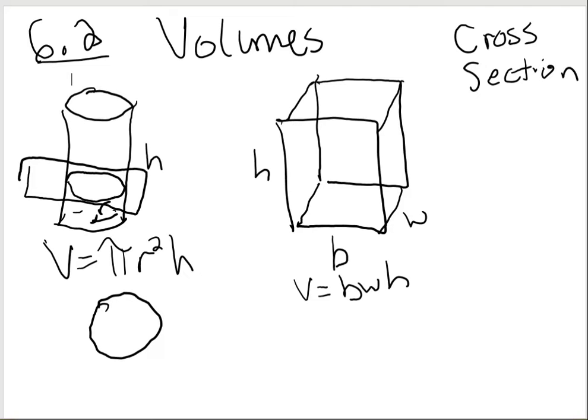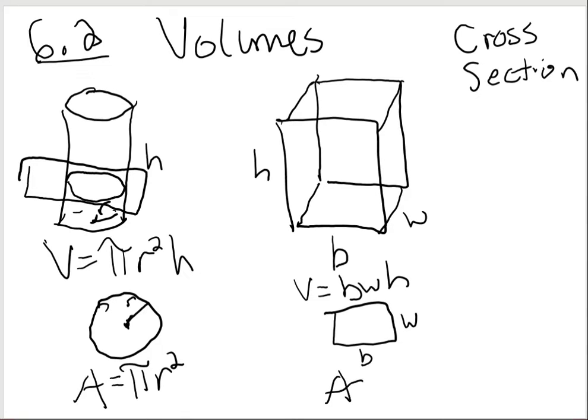So what is my cross section if I cut horizontally? Well, I'm going to get this two-dimensional shape, and its area is pi r squared, because I'll get a circle of radius r. What about this rectangular prism? Well, if I cut it horizontally, I'll get a rectangle whose area is base times width.